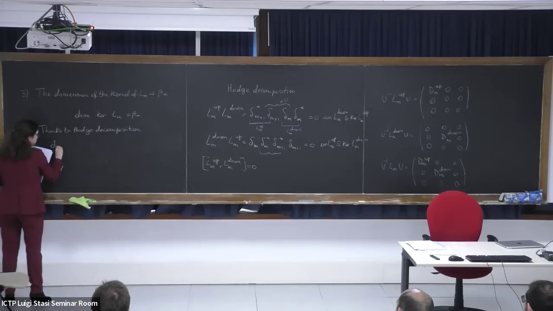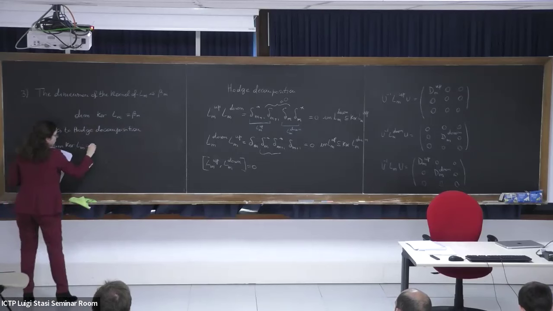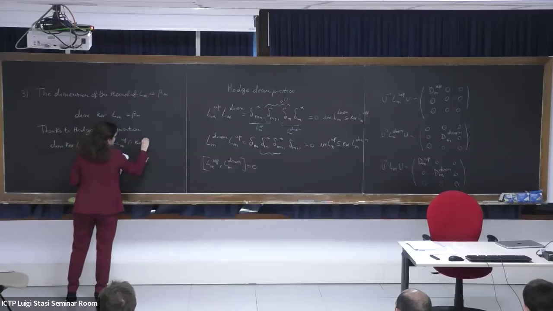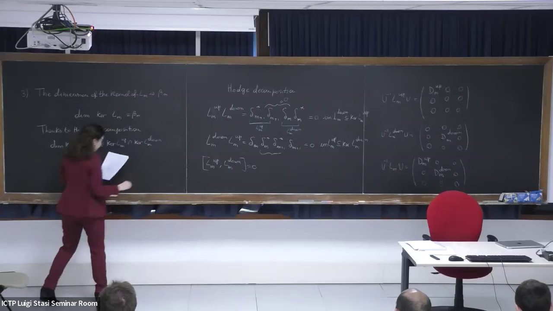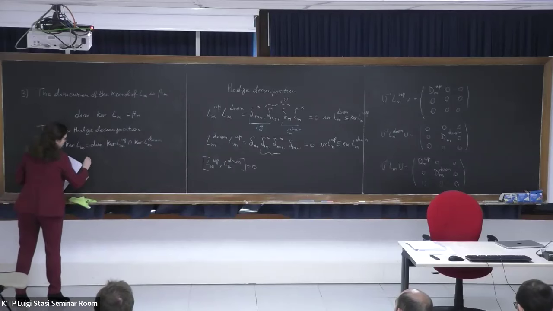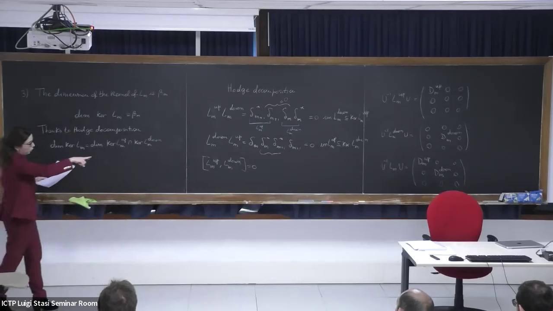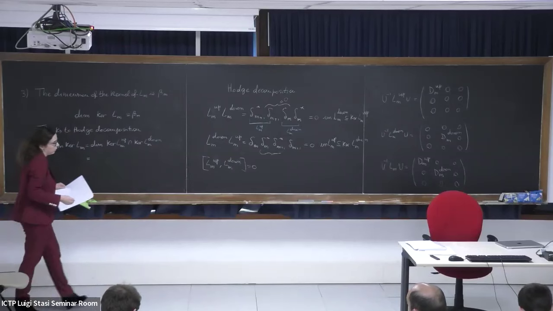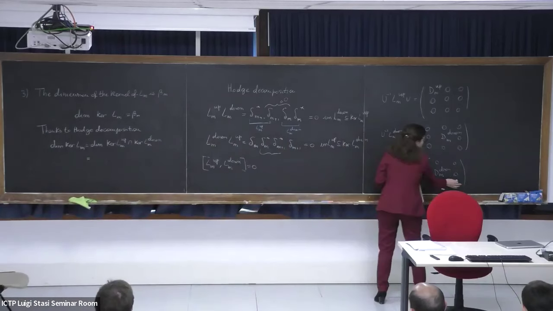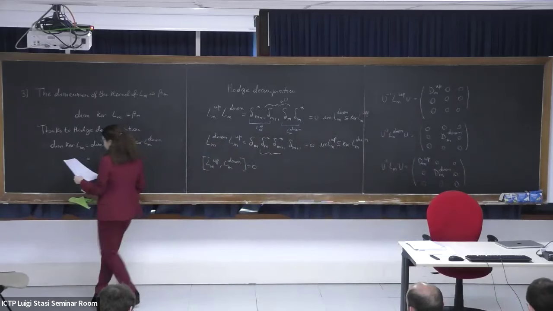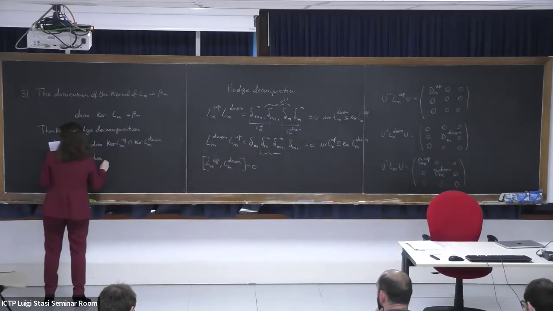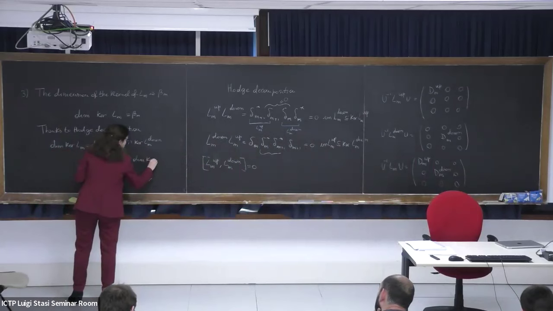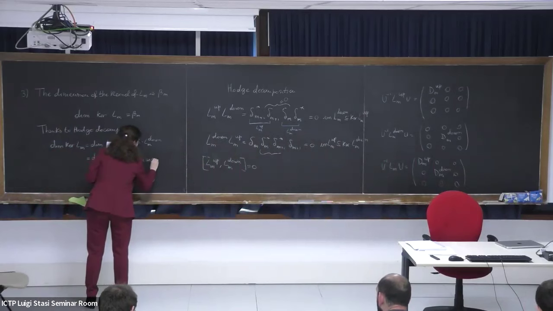Because you started at the dimension of the kernel of Lm is the dimension of the intersection of the kernel of Lm up and Lm down. Hodge decomposition. You can look at that picture if you want to convince yourself. So the dimension of this block is the dimension of the kernel of Lm up minus the dimension of the image of Lm down.